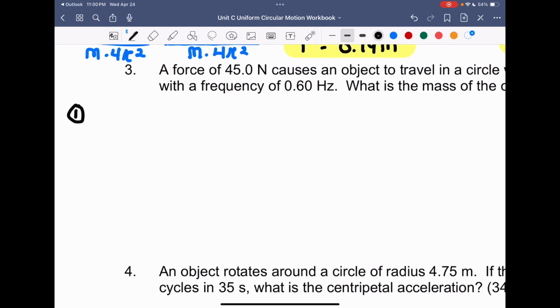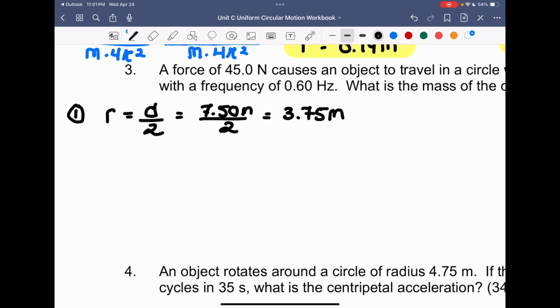So to convert the diameter into radius, radius is equal to diameter over 2, which is equal to 7.50 meters divided by 2, which is equal to 3.75 meters. So it's quite a big radius.